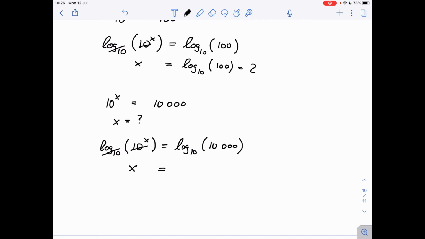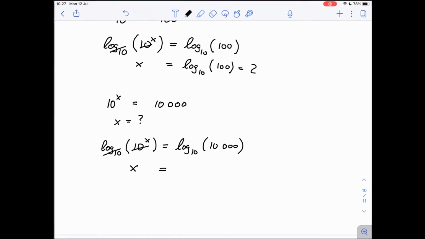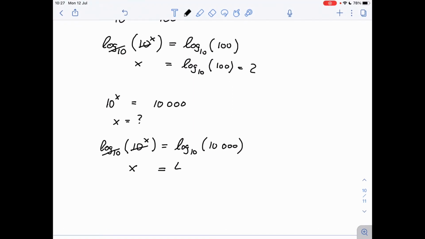Let's head over to our calculator again. So here we need to find log 10 of 10,000, close the bracket, equals 4. Yes, absolutely. So here x equals 4. And it makes sense because we know that we can write 10 times 10 times 10 times 10, and that would be exactly 10 to the power of 4.